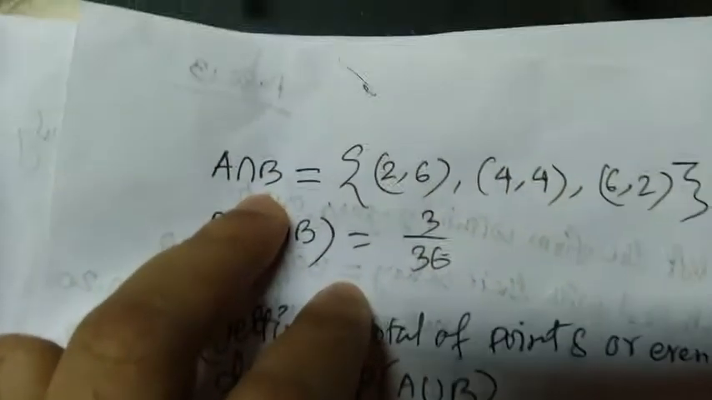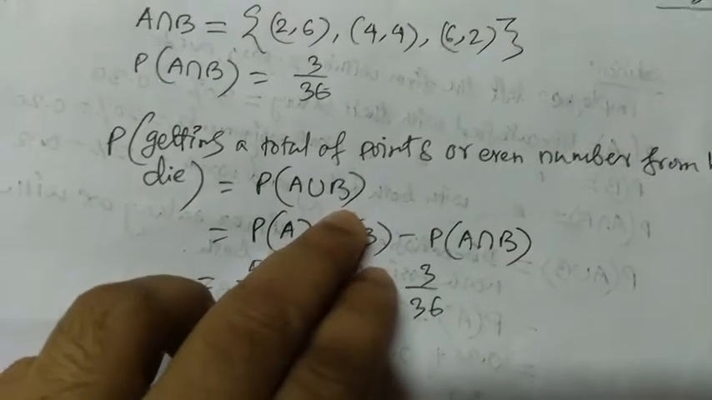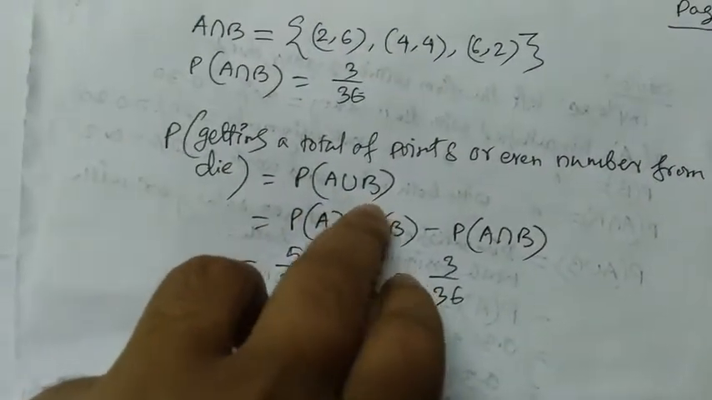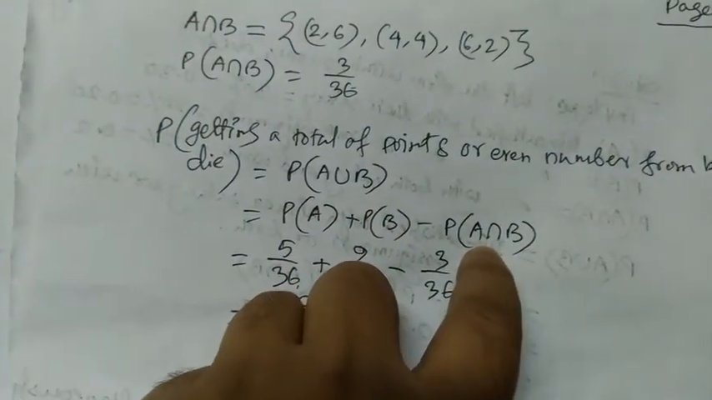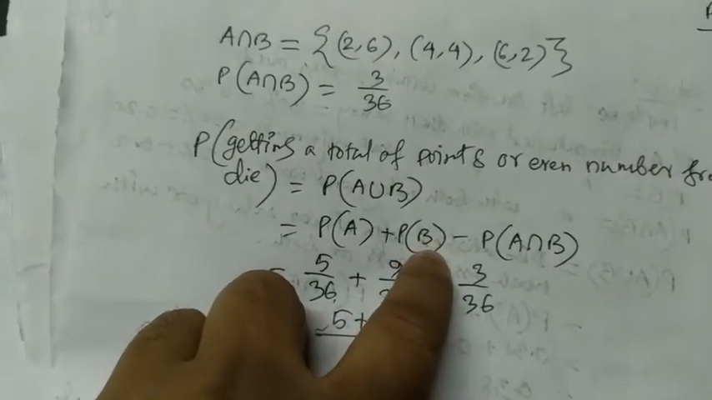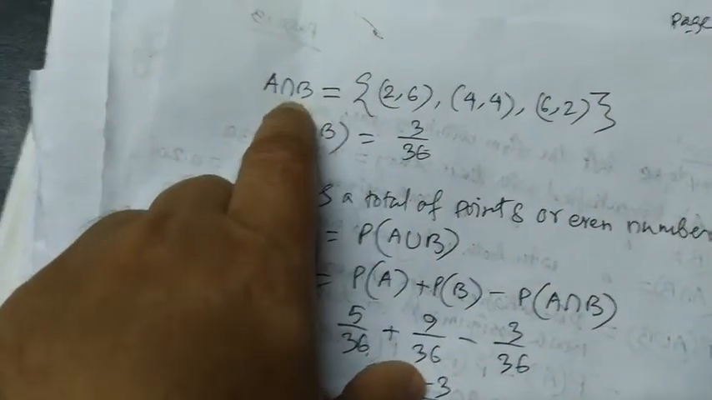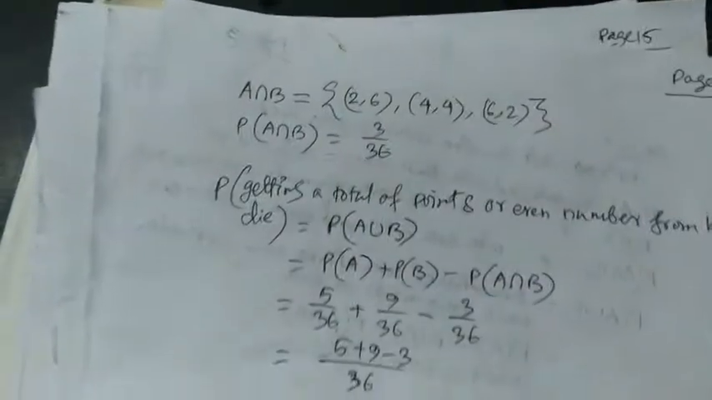Now we need to find A intersection B, because to find the probability of A union B, the formula is probability of A plus probability of B minus probability of A intersection B. We already know probability of A and probability of B, but we don't know this one. So let us find it. A intersection B means the common part between event A and event B.